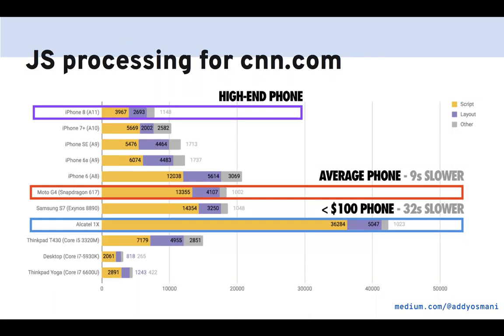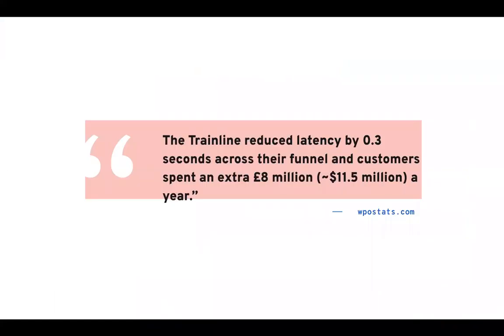But there's of course also a business reason. I have two slides about that. If you want to convince your manager to give you more time to work on improving the performance of your site, those might actually work better than the technical reasons. What you can see here is that Trainline reduced latency by 0.3 seconds in their whole checkout process. And due to that, customers spent an extra £8 million on their site over the next year. This is a huge increase from a relatively small improvement.